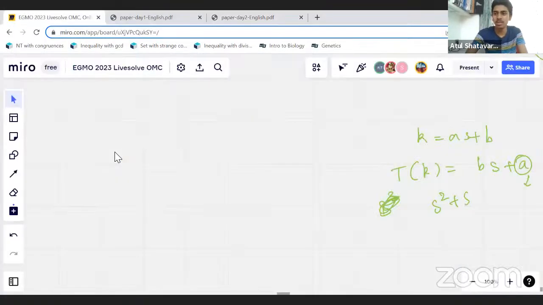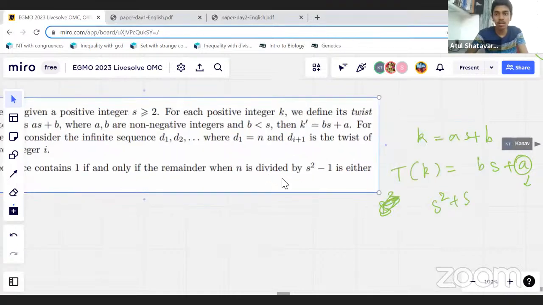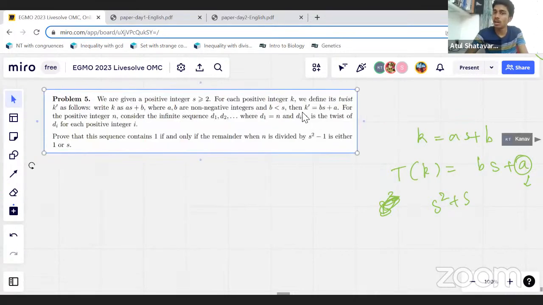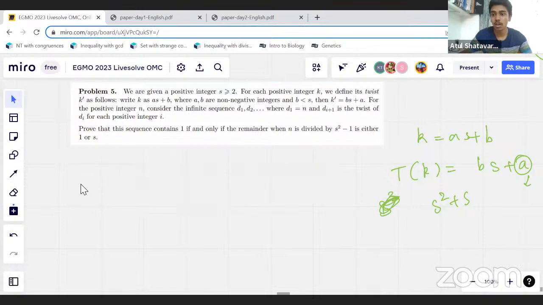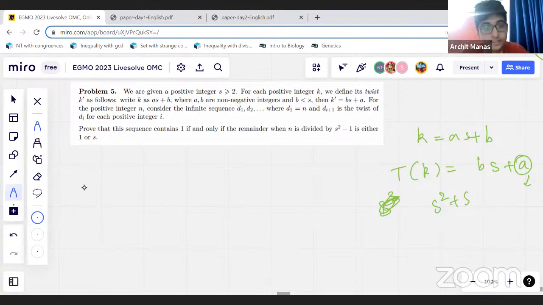Where does S square minus 1 come from? It's 1 or S mod S square minus 1, right? Sorry, which problem? In this problem, what you had to prove is that if it eventually contains 1, then it must have begun with 1 or S mod S square minus 1. It contains 1 if and only if n, when divided by S square minus 1, has remainder 1 or S.